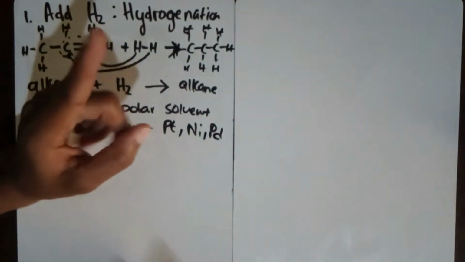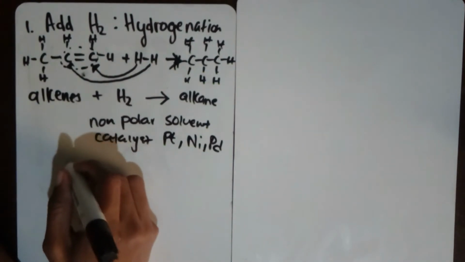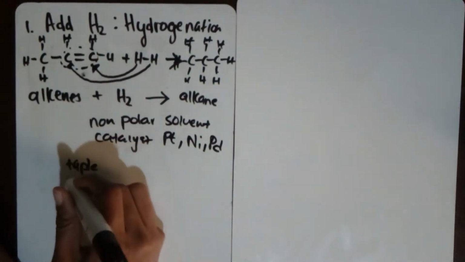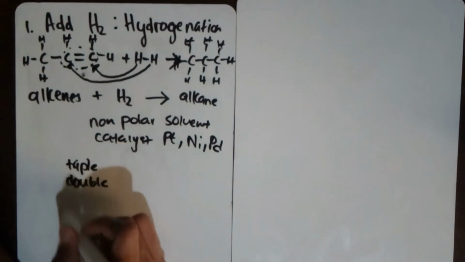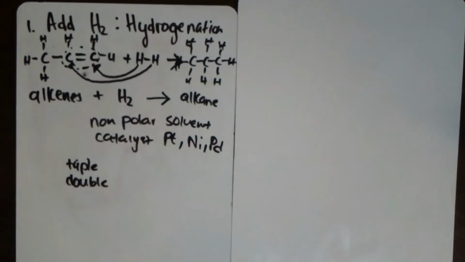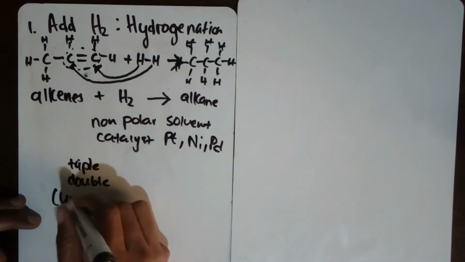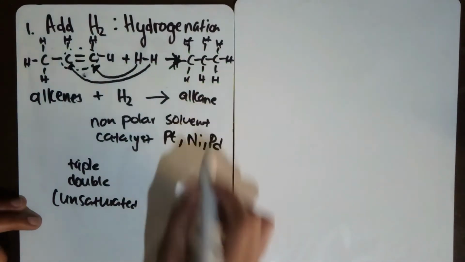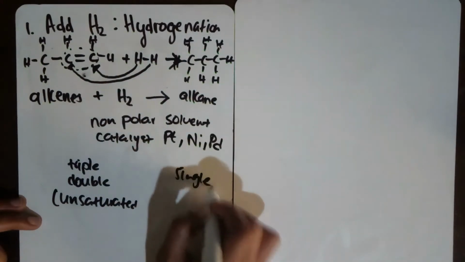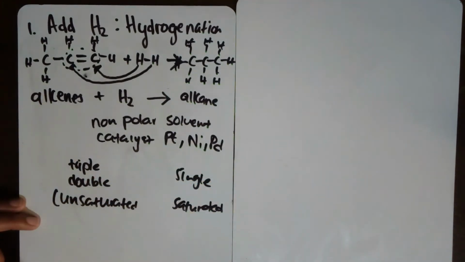And I want you to note something with addition reactions. Normally with addition reactions, you start from either a triple bond or a double bond. And we know that molecules with triple bonds or double bonds are unsaturated. So you move from an unsaturated molecule, and when you only have single bonds, we say that molecule is saturated, right?